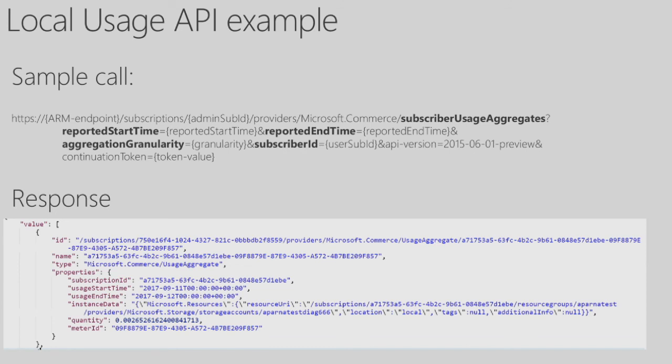And below, I also have a snapshot of the response. The key fields that you'll see under the properties object are the subscription ID, and since this is the local API, you're going to get the local subscription ID. Then you're going to get the usage start and end time. Instance data gives you basically the resource URI, that's the name of the VM or name of the storage account. And then you also get the quantity and the meter ID. And meter ID here is the local meter ID.